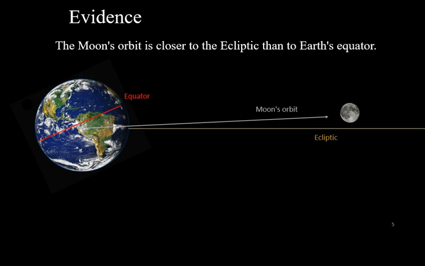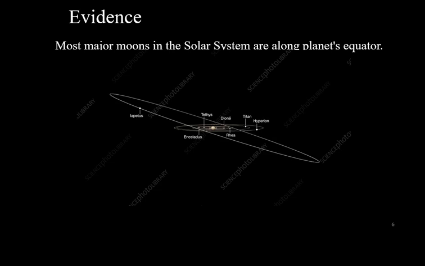Our moon's orbit does not align with our planet's equator. In fact, it is much closer to the plane of the solar system than to the equator of our planet. This is considered odd, as most large moons, with very few exceptions, align with the equator of their planet.